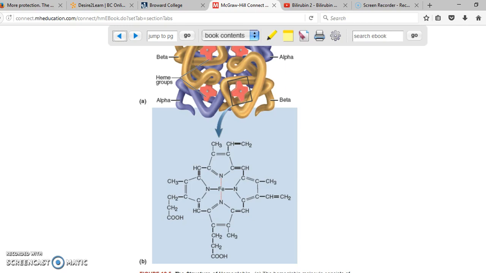Another job of the red blood cell is going to be to help us regulate the pH. Why? Because it has a very important enzyme that is going to catalyze the chemical reaction between carbon dioxide and water to give us free hydrogen as well as bicarbonate.